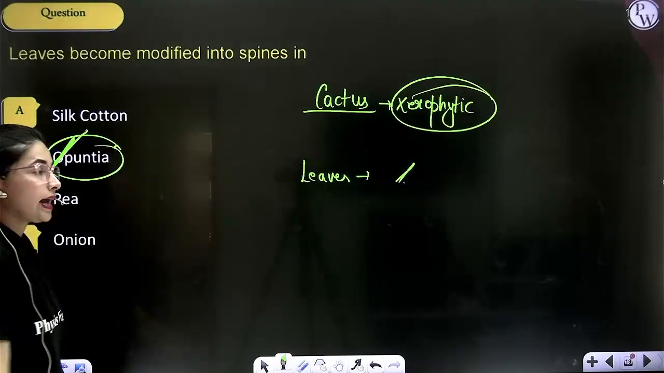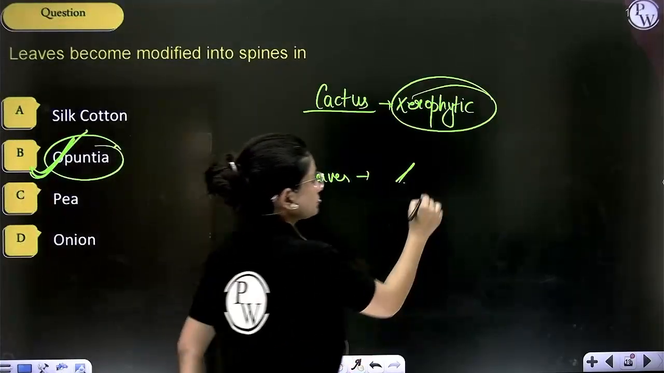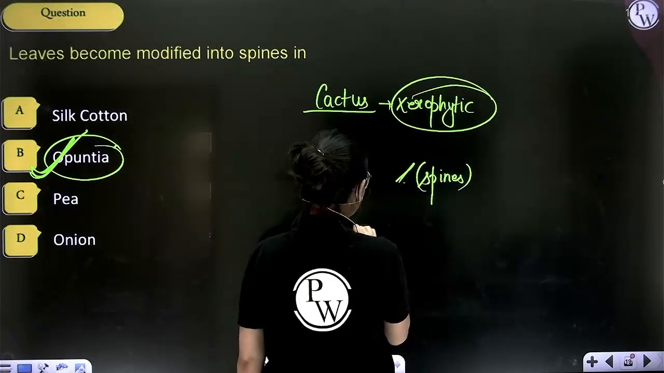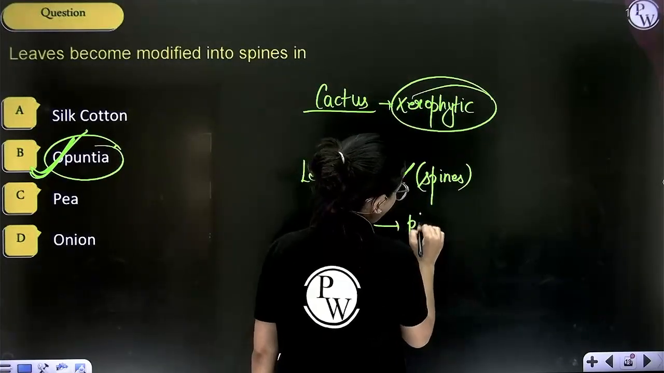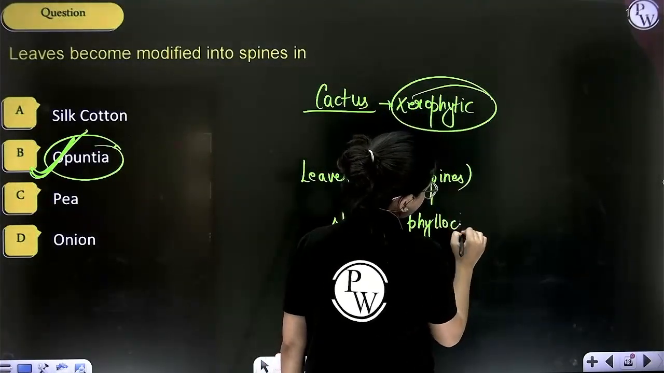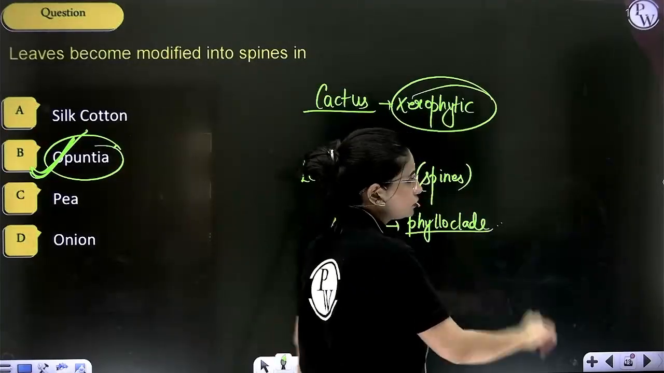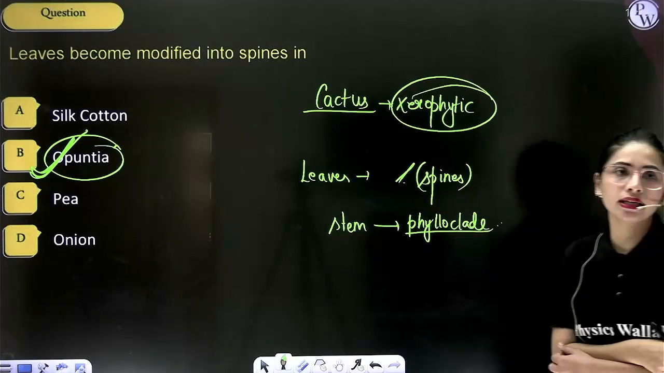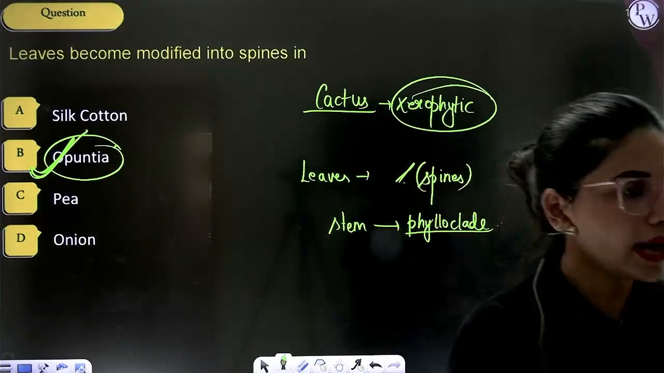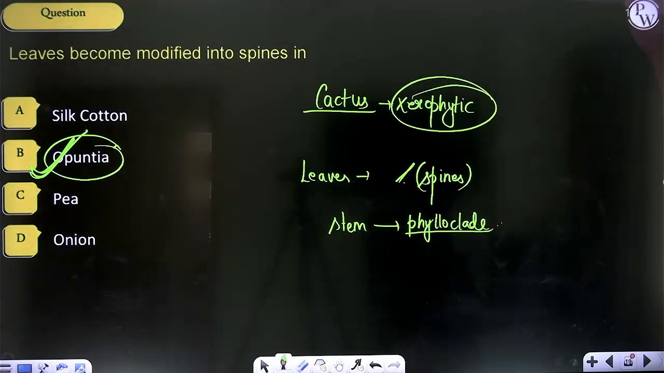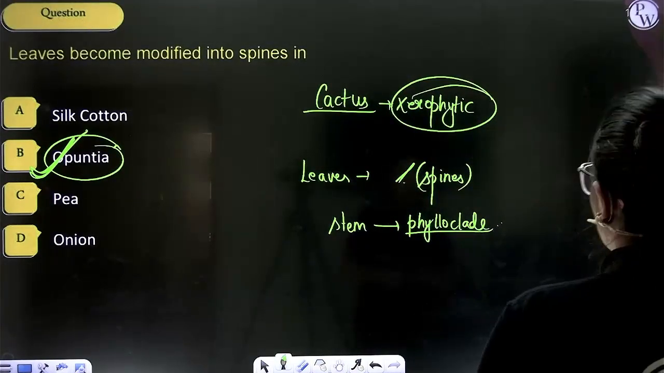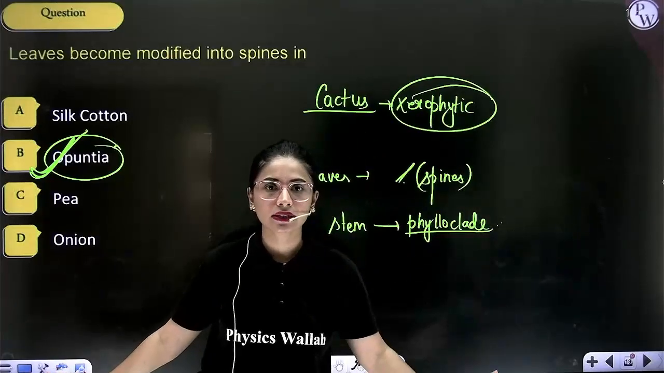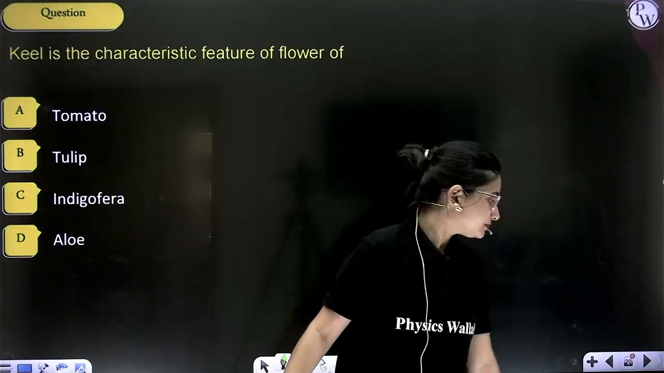Any doubts? And therefore, for performing photosynthesis, their stem modifies to form phylloclade. Any confusion? Just check it once and make sure that you have understood all the data given to you so far. Everything is absolutely crystal clear or not? If yes, coming to the next.